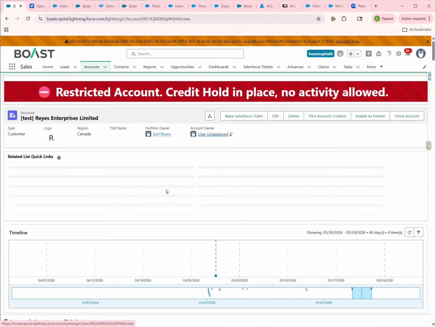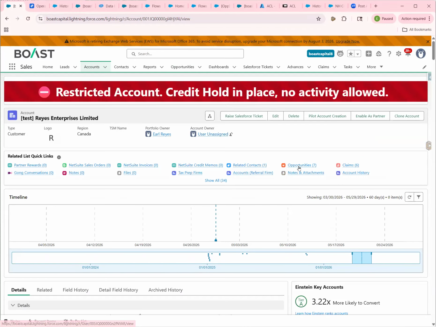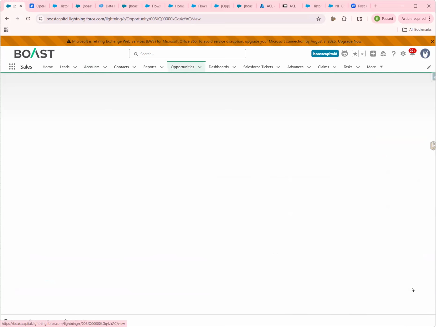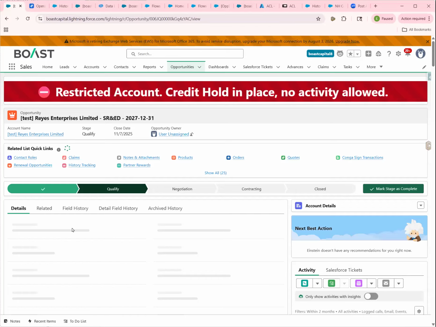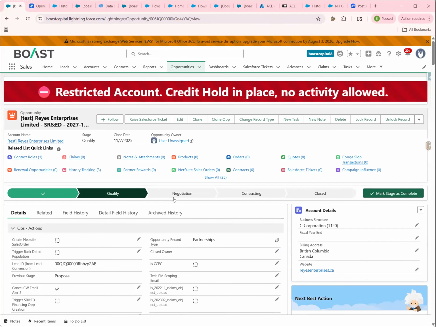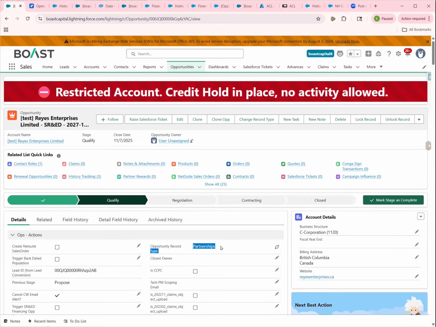This is my test account. Do I have an opportunity that I can use already? Qualify. CDA multi-year. Let's use this one. It doesn't really make sense that it's new business because it's a customer already, but that's fine. Contracting negotiation. Oh, this is actually not even the right one. It's partnerships. So right away, this is the problem. The record type is partnership, so that's incorrect.